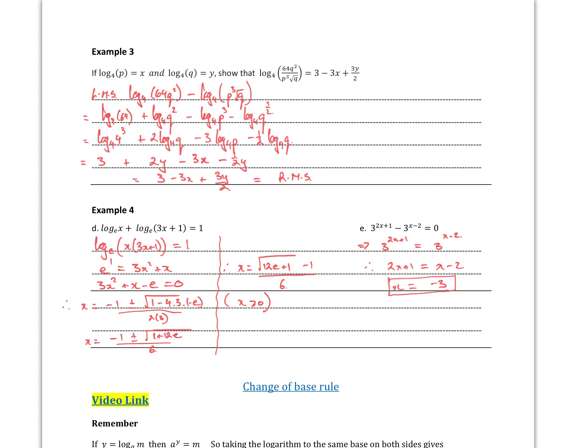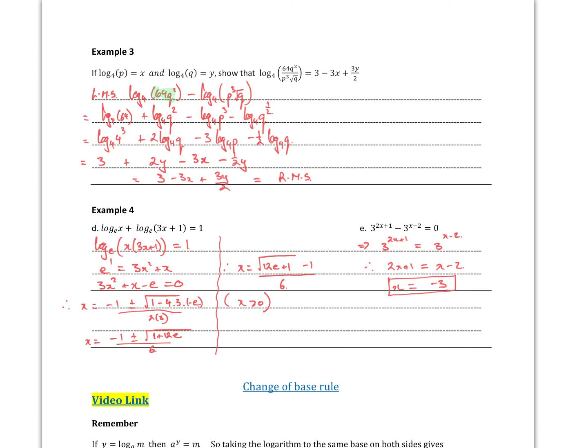So example 3. We've got a complicated looking expression on the left-hand side equal to the right-hand side. Now it's a show question, so we need to simplify the left-hand side and end up with the right-hand side. So let's start with the left-hand side. It's log base 4 of a quotient, which means the denominator, p cubed times the square root of q, is being subtracted from the numerator, 64q squared.